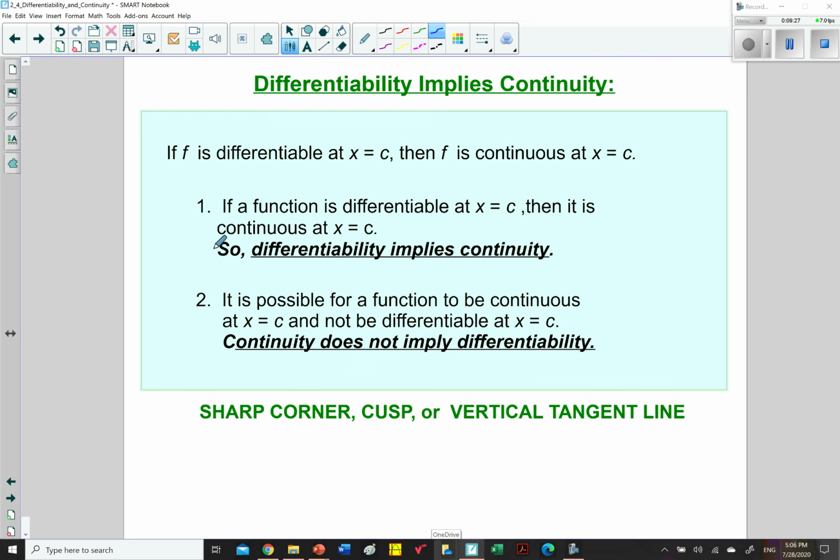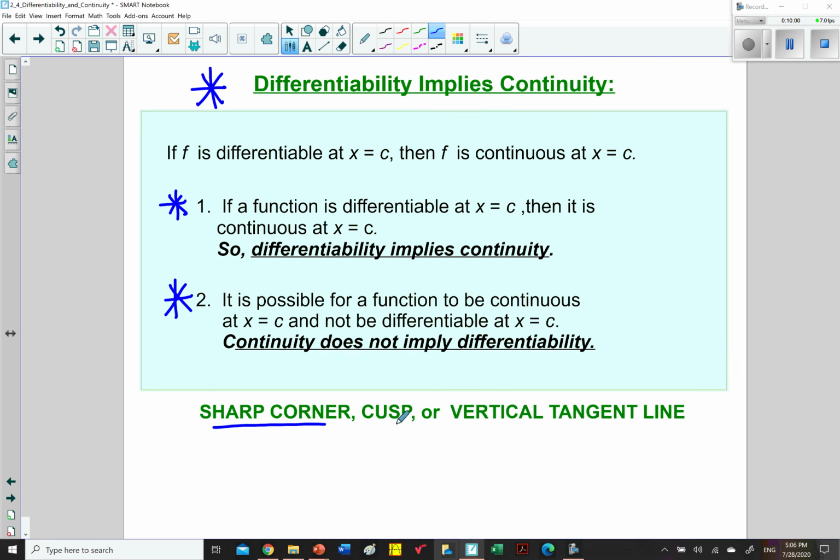Then, differentiability implies continuity. Super, super important. If a function is differentiable at a point, then it's continuous. If a function is differentiable at a point, it's continuous. Important. So differentiability means it's continuous. It doesn't mean continuity implies differentiability. Doesn't work the other way.